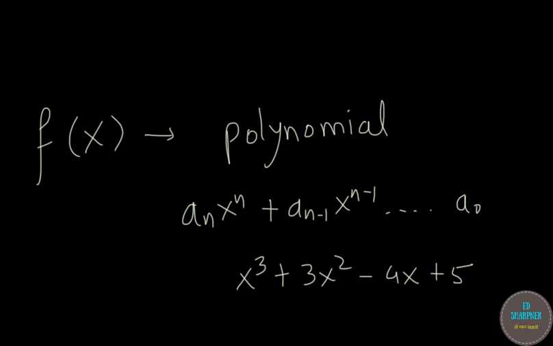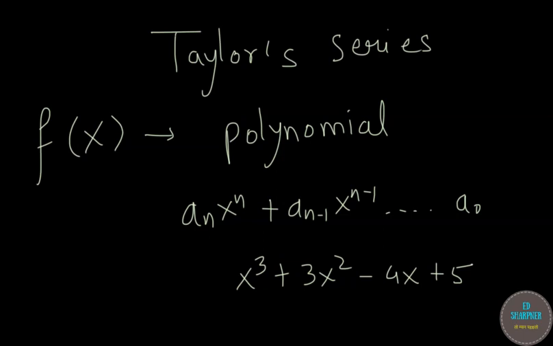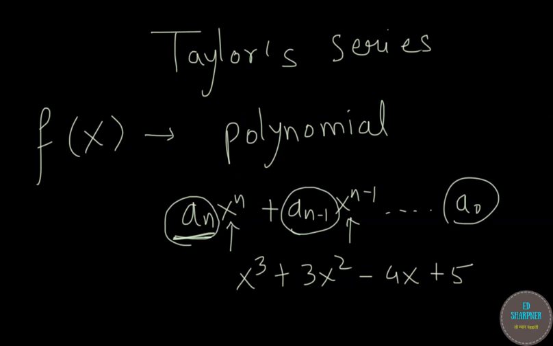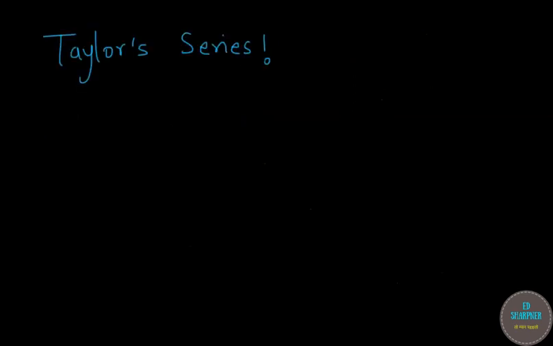So if this is clear, you must have already understood that all that Taylor series does is that it allows us to express any function f of x as a polynomial. So let us quickly see how we can find the Taylor series of a function. Taylor was a great scientist and he said that any function f of x can be expressed as the sum of certain type of terms.